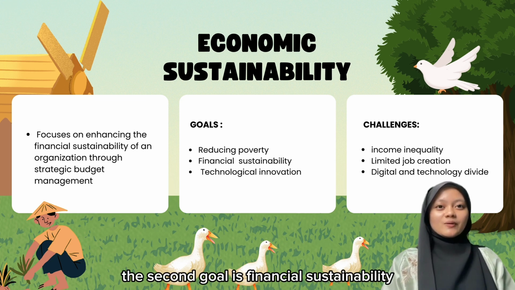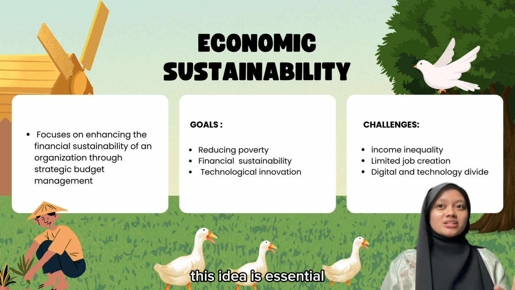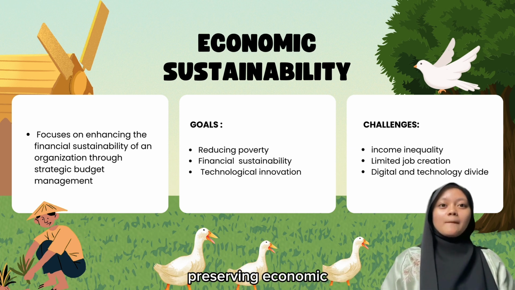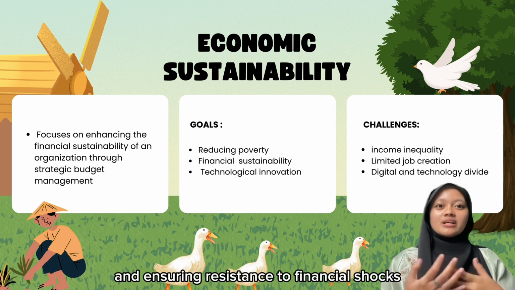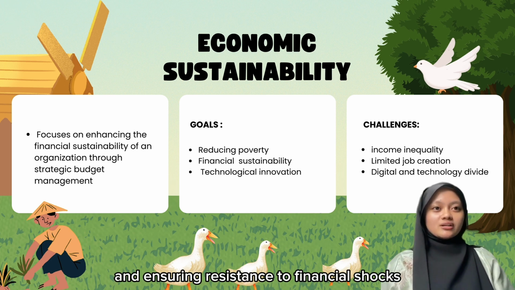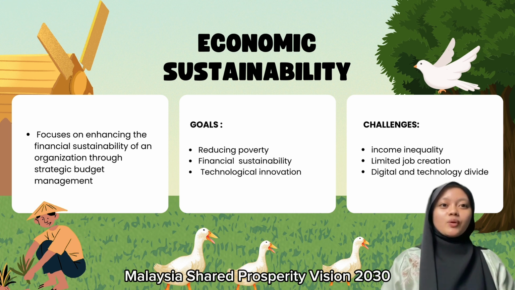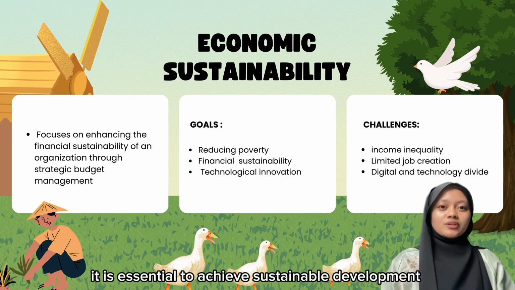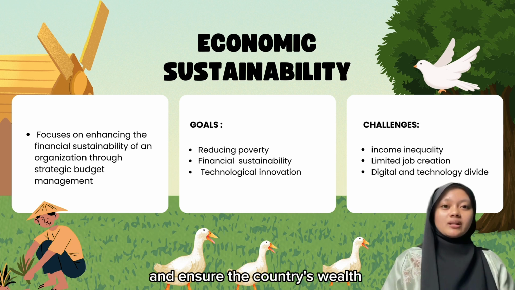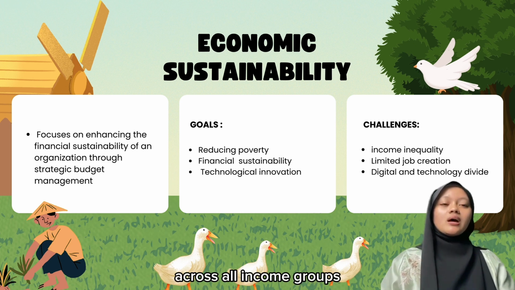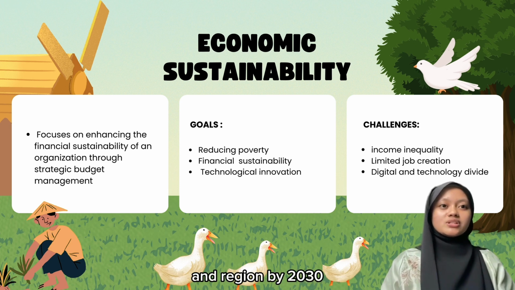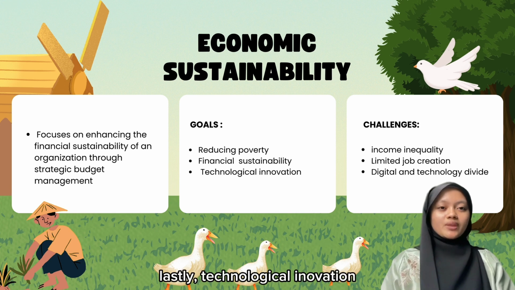The second goal is financial sustainability. This idea is essential for promoting growth, preserving the economy, and ensuring resistance to financial shock. For example, Malaysia's Shared Prosperity Vision 2030. It is important to achieve sustainable development and ensure the country's wealth is distributed equitably across all income groups and regions by 2030.